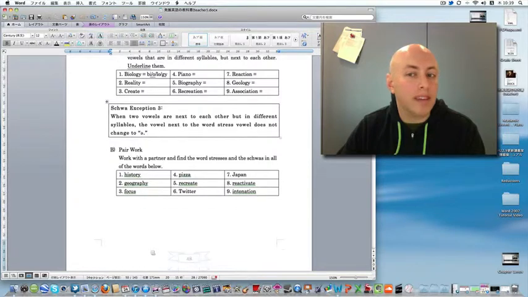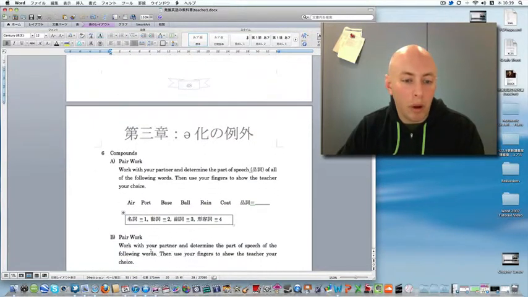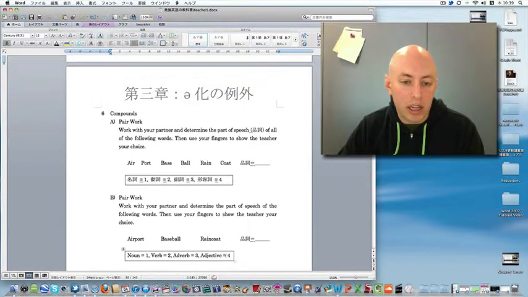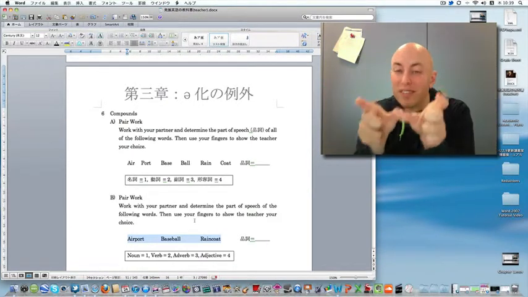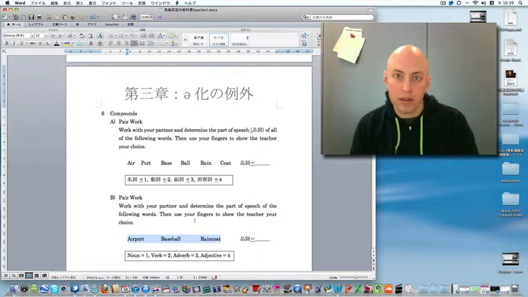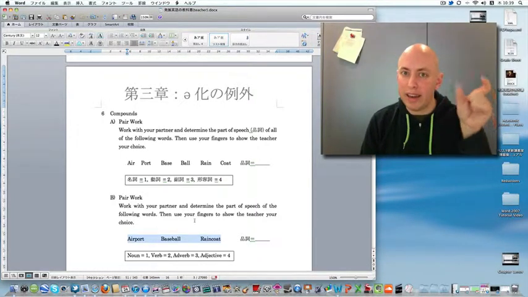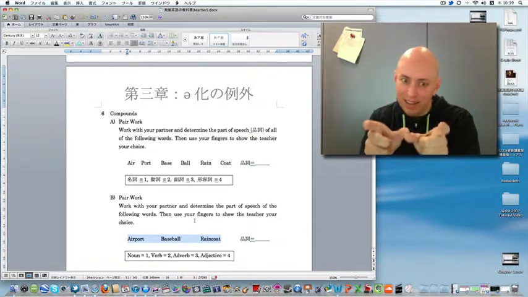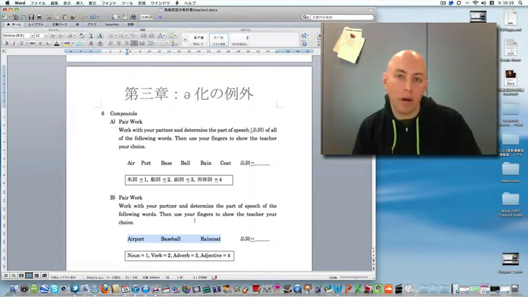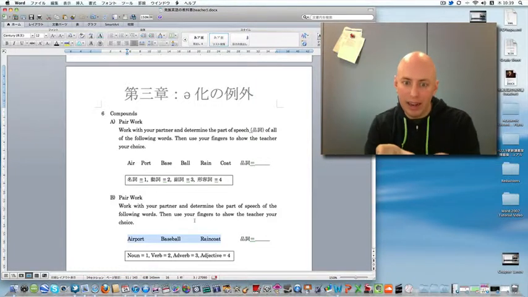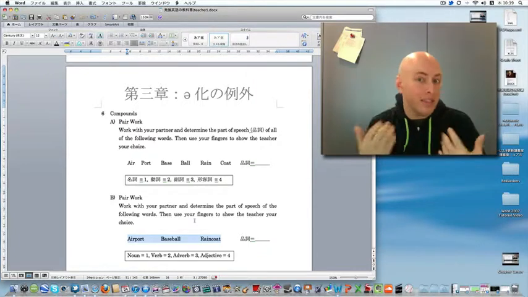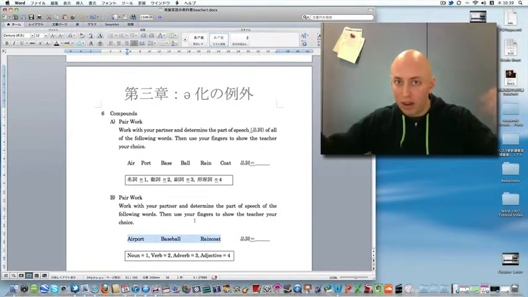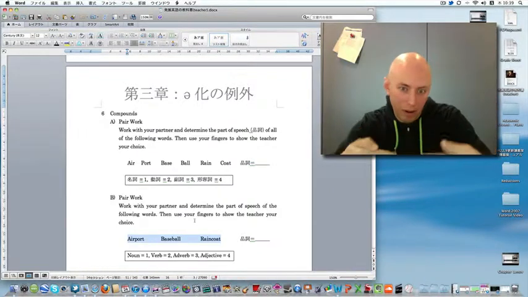The last schwa exception is fairly easy. There are many words in English that are composed of two separate words. For example, these three words all have different words inside of them. Airport has the idea of air and port in it. The word baseball has the word base and the word ball in it. The word raincoat has the word rain and coat in it. These types of words are called compounds. Compound means make come together.